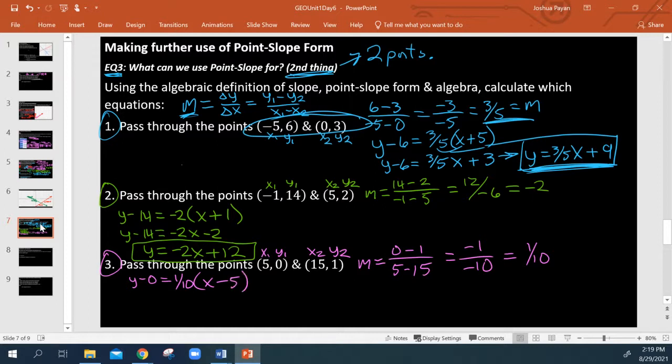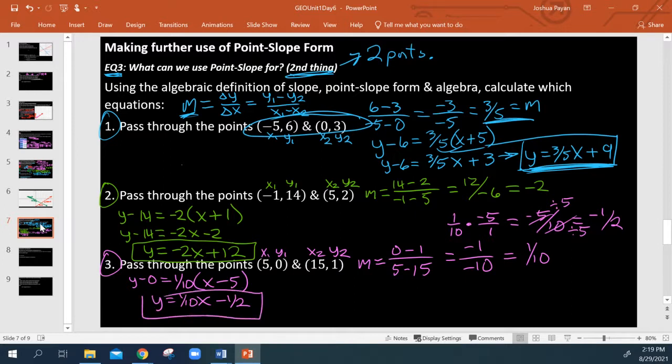Okay, so distribute. Okay, so this would be minus 1/2. Okay, and let's show y. So 1 over 10 times negative 5 over 1. That would be negative 5 over 10, reduces down to negative 1/2. Okay, 5 and 10 are both reducible by a factor of 5. That's where I get negative 1/2 from. And y minus nothing, well, that's just y. So we're already done. Yay, hooray.